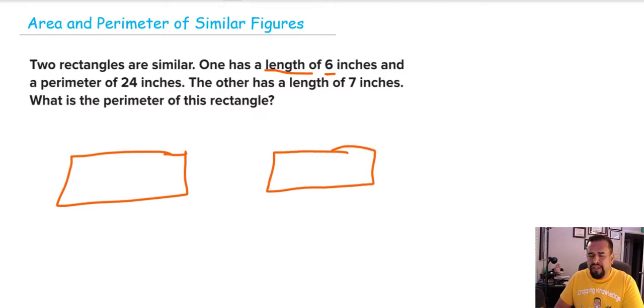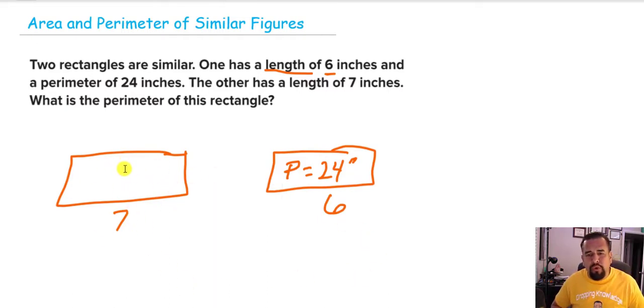I know it's kind of crooked, but here we go. One has a length of 6 inches, the other one is 7 inches. So obviously the one that's smaller is going to have the length of 6 inches. The other one's going to have a length of 7 inches. And the one that's 6 inches has a perimeter of 24 inches. They want to know what the perimeter of this one is.